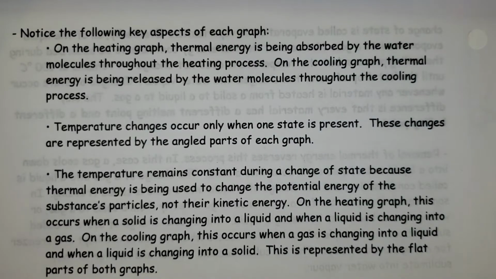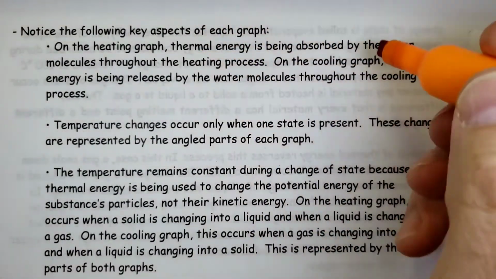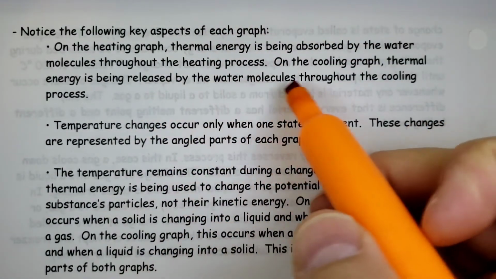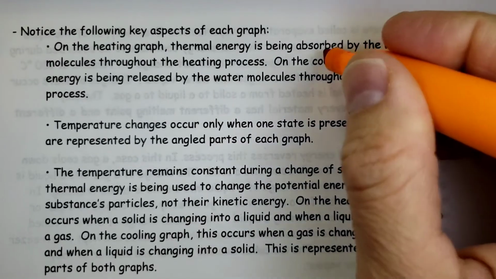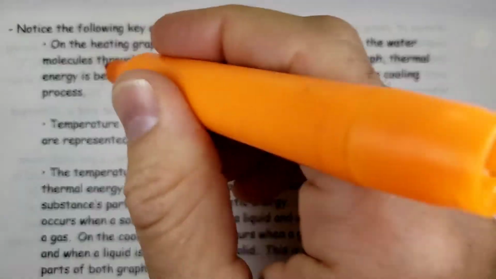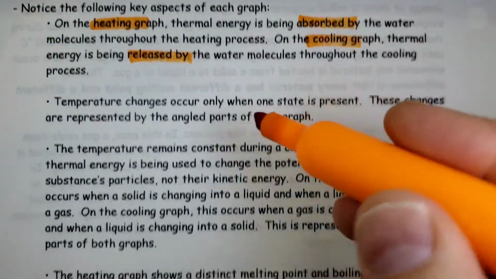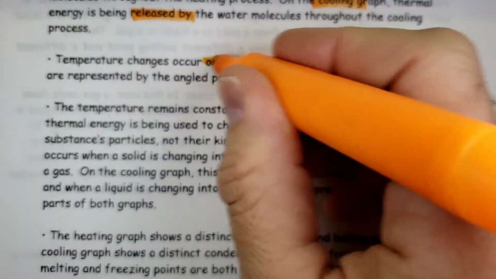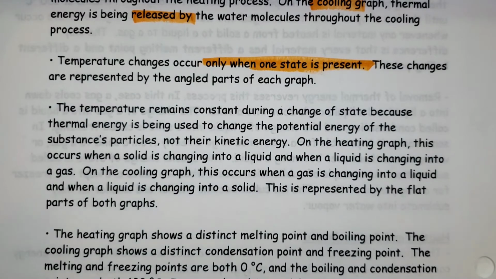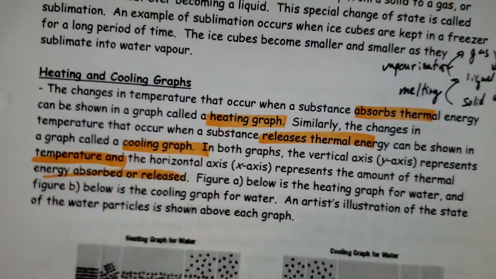So some key areas to note on that graph. On the heating graph, thermal energy is being absorbed as it's being heated. On the cooling graph, thermal energy is being released. So cooling, energy released; heating, energy absorbed. Temperature changes occur only when one state is present. Okay, so that's one thing that we can note there too.